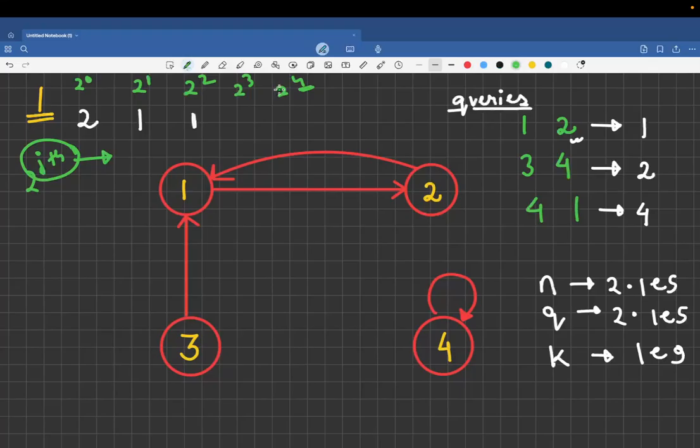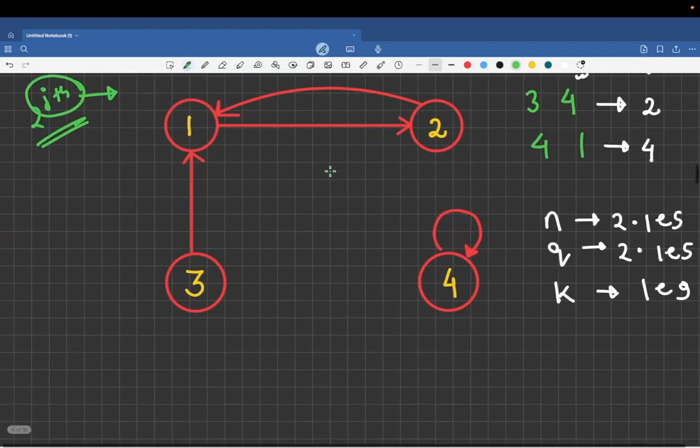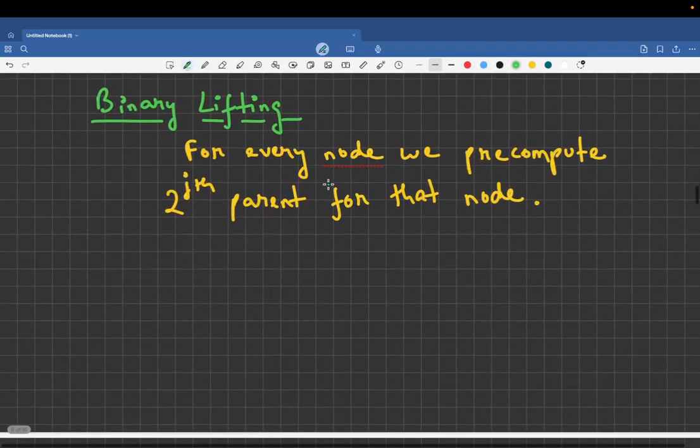But just now understand this thing, that we are going to pre-compute 2 power jth parent for each and every node. Now again, if you are thinking that we are going to traverse over the nodes and pre-compute that, no, we are not going to do that. There is a simpler way to do that. But for now, just assume we already have the 2 power jth parent for each and every node.